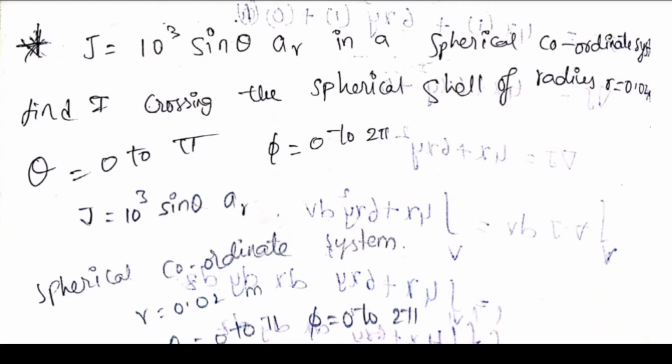What are the limits? Theta is from 0 to pi and phi is 0 to 2 pi, and the current is given as J equal to 10 cube sin theta AR.